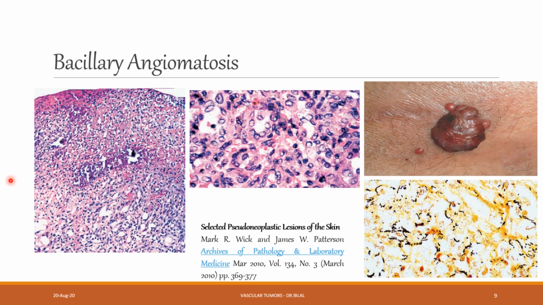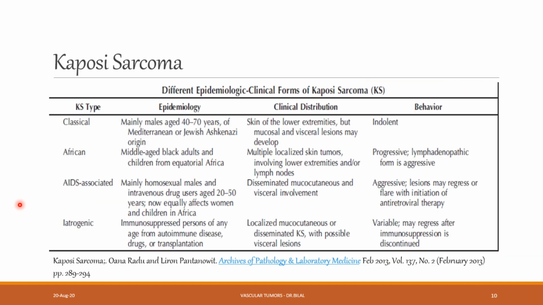Bacillary angiomatosis is a tumor-like lesion, which also shows lobular proliferation of plump endothelial cells, but there are interspersed neutrophils, and when special staining is performed, you can see these tiny blackish organisms. Bartonella species is responsible for producing these kinds of lesions.